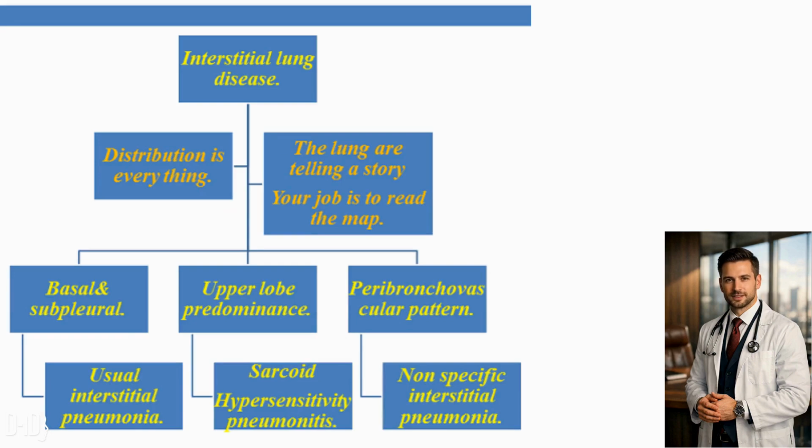Regarding interstitial lung disease, distribution of the lung is everything. The lungs are telling a story. Your job is to read the map. If interstitial lung disease is basal and subpleural, it will be usual interstitial pneumonia. And if it is in the upper lobes, it will be either sarcoid or hypersensitivity pneumonitis. Lastly, if it is in a peribronchovascular distribution, it will be non-specific interstitial pneumonia.